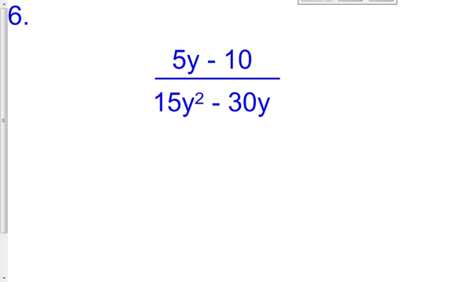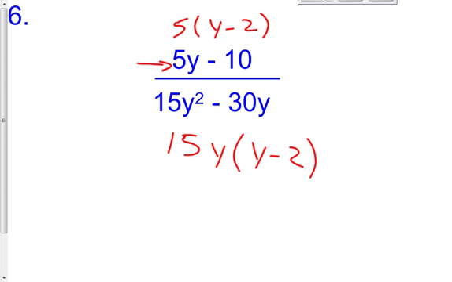Number 6. So as I said at the very beginning of the video, whenever you can factor, that's going to be the first step that you're going to do, because once you factor, now you can cancel any factors that are similar. So not only factoring with trinomials, but taking out a GCF as well. That's going to be important. So you could take a GCF out of the numerator of 5 times the quantity y minus 2. You can take a GCF out of the denominator. That GCF is 15, and not only 15, but 15y. Now we're left with y minus 2.